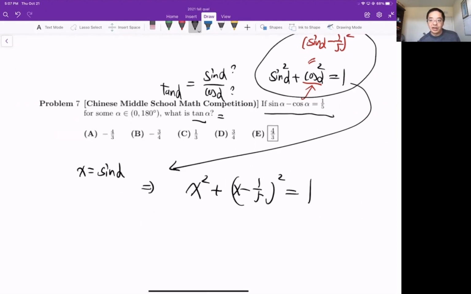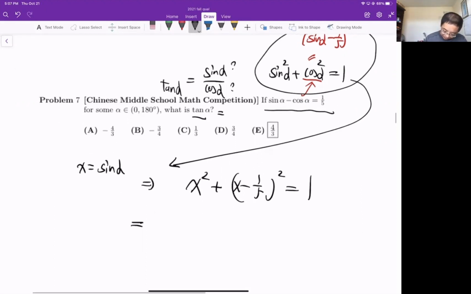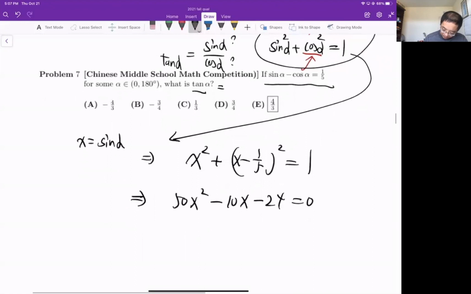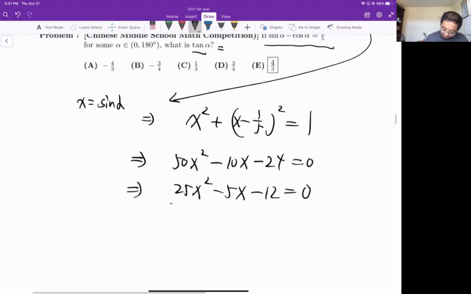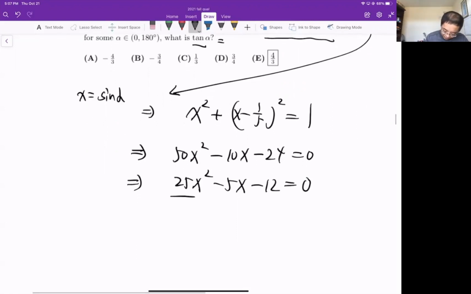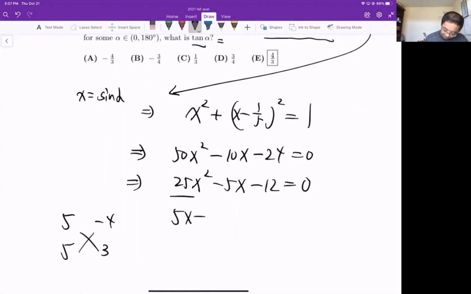Now we write out and we simplify coefficients. Eventually, we end up with 50x squared minus 10x minus 24 equals 0. All right, and then we divide by 2 on both sides and get 25x squared minus 5x minus 12 equals 0. Now, this is a quadratic equation. We can either use the quadratic formula or we can use factorization. Let's use factorization. This is 5, 5, 25. Here we get negative 4 and 3. Then we have 5x minus 4 times 5x plus 3 equals 0.